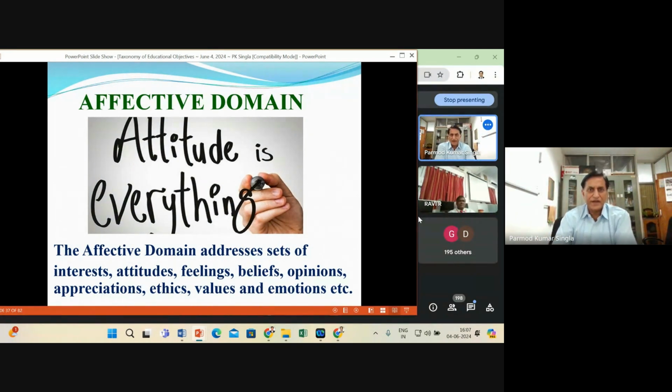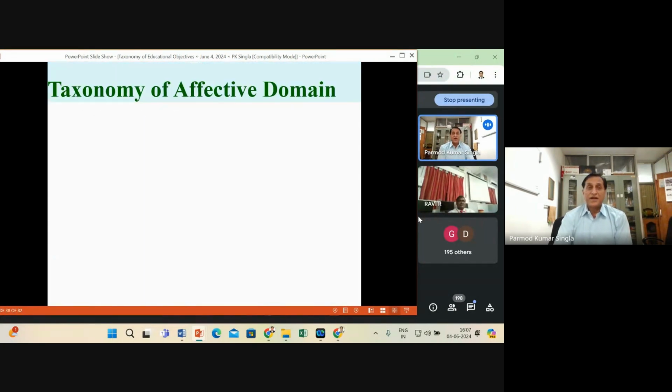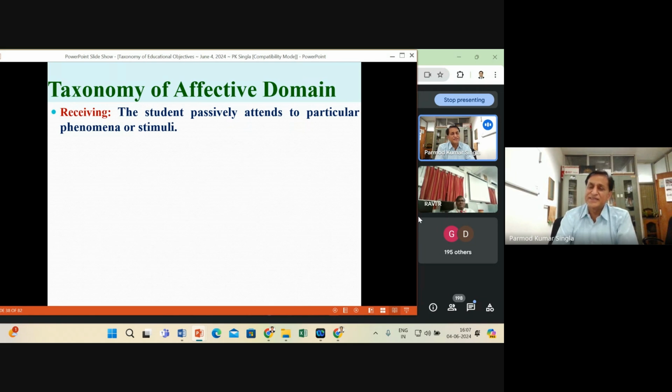Affective domain. It refers to the beliefs, systems of attitudes, opinions, appreciation, ethics, values, and emotions. My dear friends, the taxonomy for the affective domain starts with receiving. The student passively attends to a particular phenomenon or stimulus. He is receiving what you want to say. You know, I say honesty. I say punctuality. I say discipline. I say so and so. He is a receiver. He's a passive receiver at the first level.